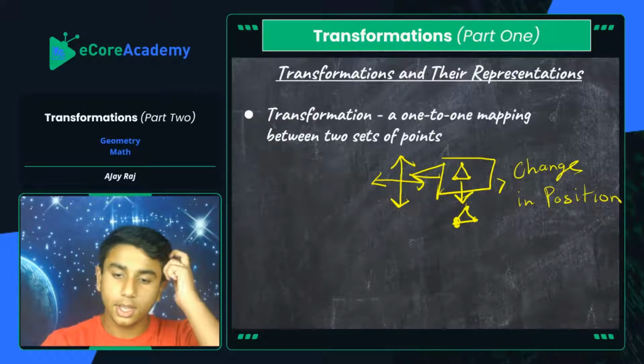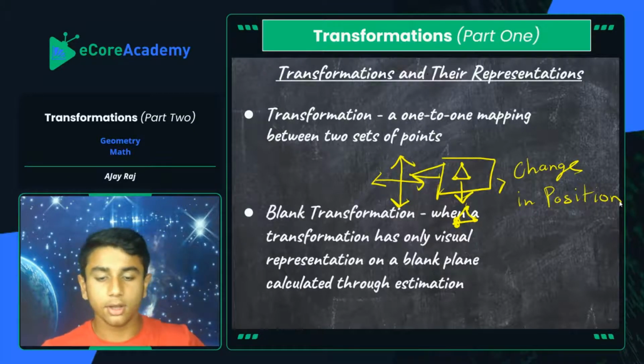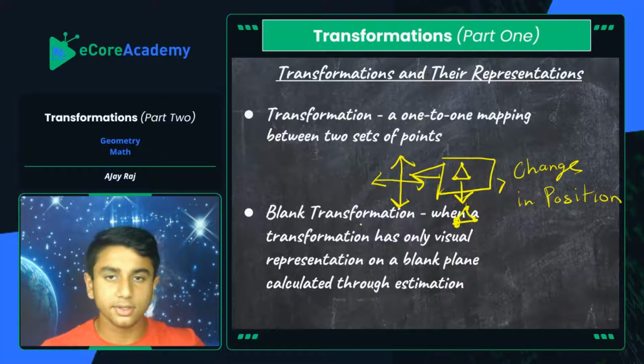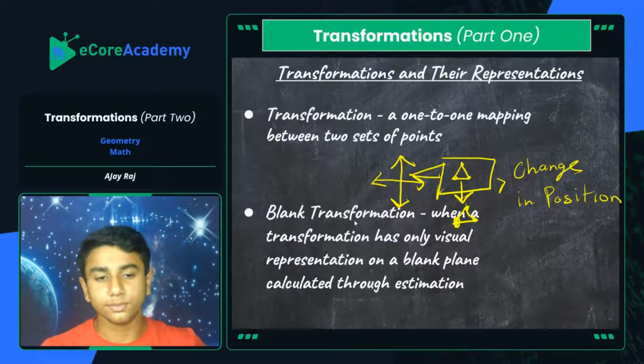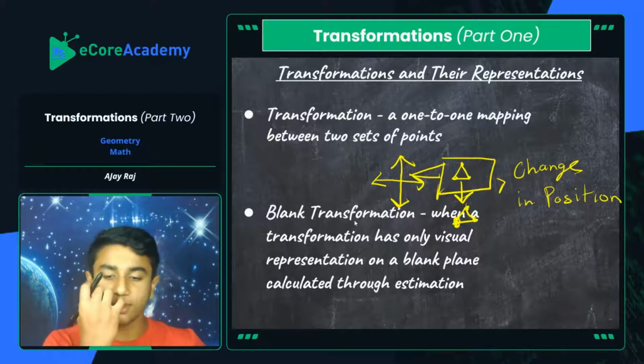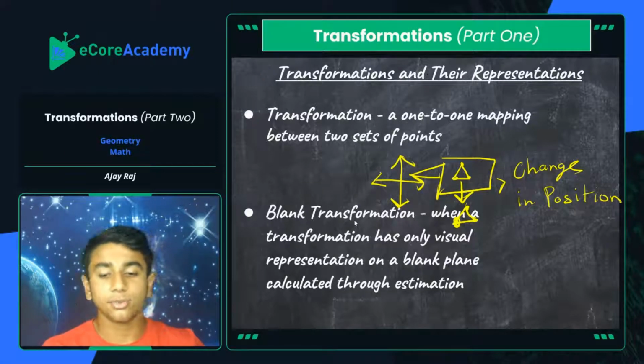All right. And just as a little heads up here, the first type of transformation format that we're going to look at is a blank transformation. And as I showed you in the previous video, transformations part 1, it's all about our blank transformations. All the visuals that I show you are all blank transformations. And a blank transformation is simply when a transformation has only visual representation on a blank plane calculated through estimation.